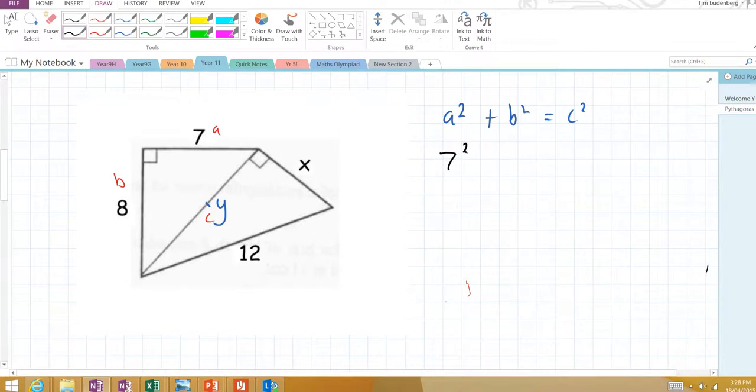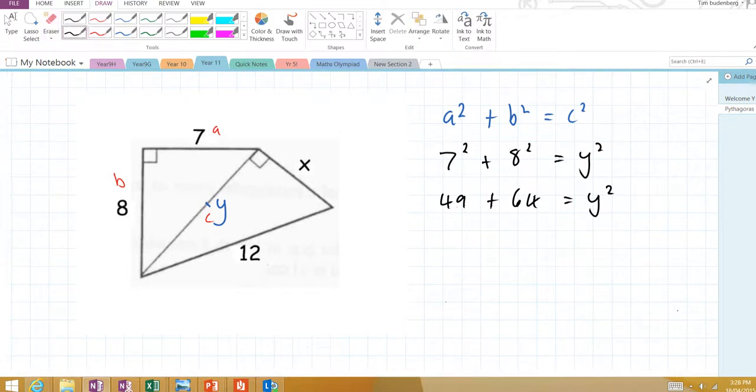7 squared for A plus 8 squared for B equals y squared for C. 49 plus 64 equals y squared. Do the addition: 113 equals y squared. And now last step, square root to find y. Y is equal to the square root of 113.